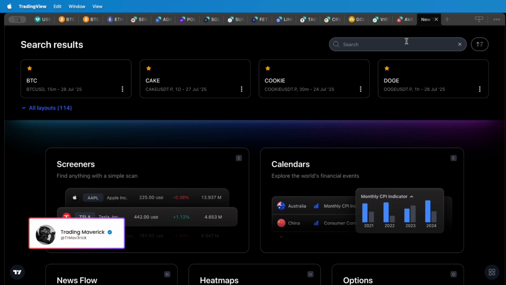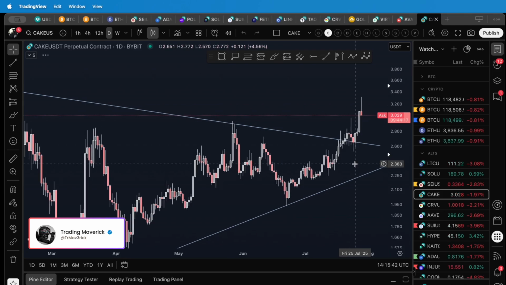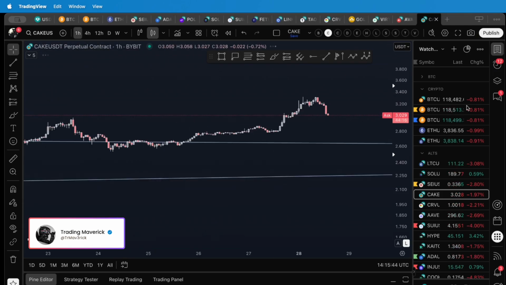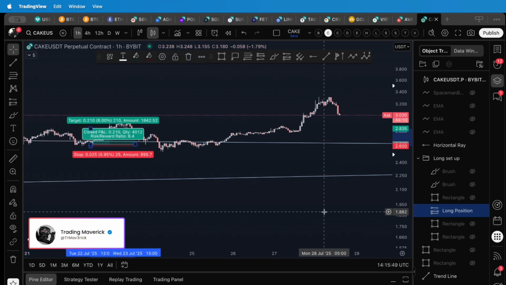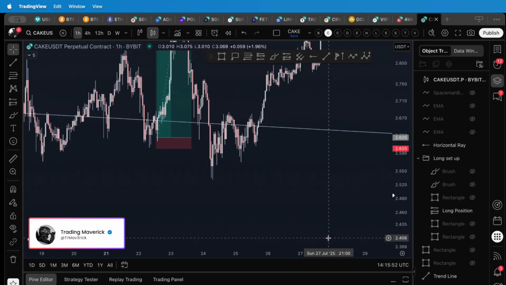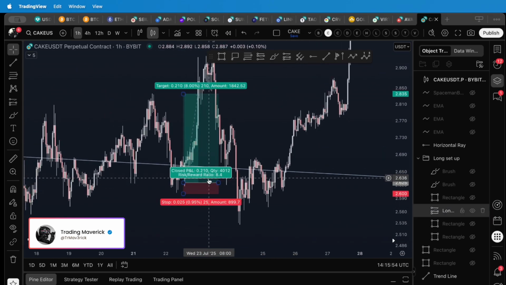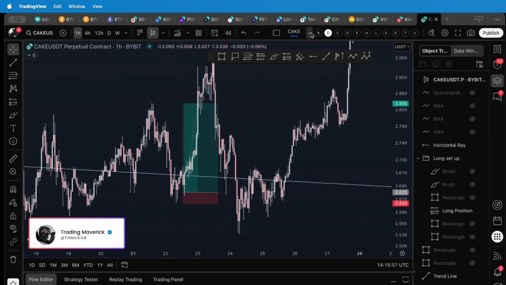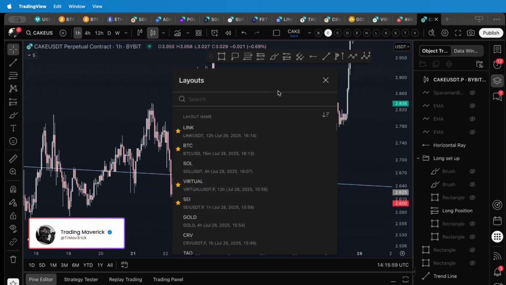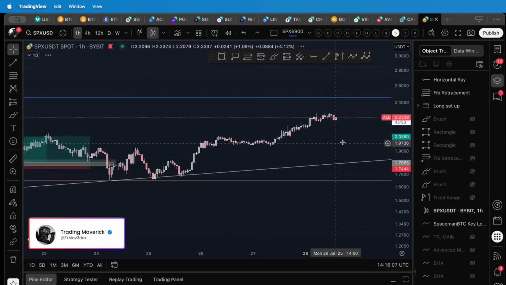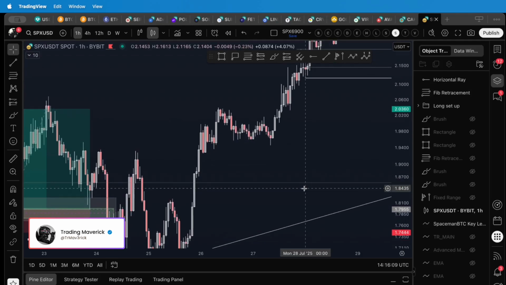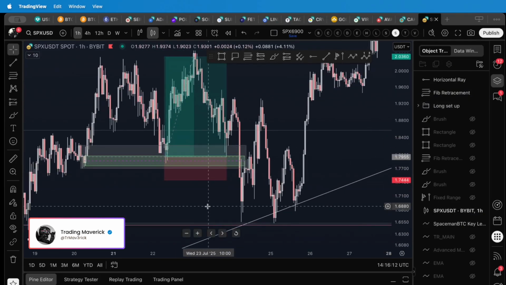Last week we did pretty good. We actually, let's see, we longed CAKE, which had a pretty crazy move. This was the long we took, and a pretty clean setup. And we also took SPX here, which is actually making new all-time highs. So this was the trade I posted as well.